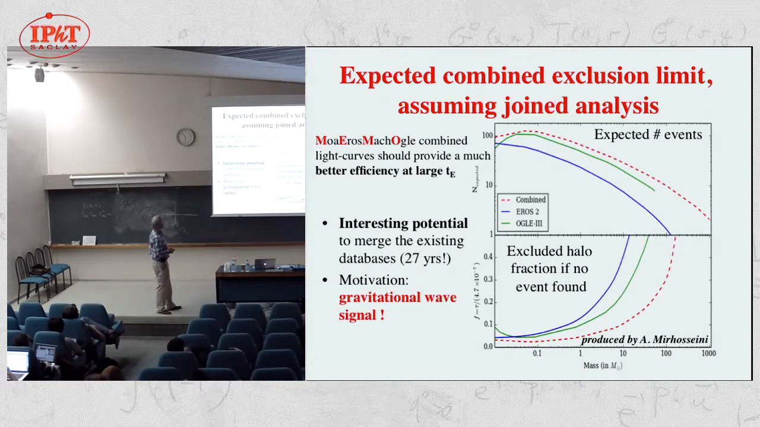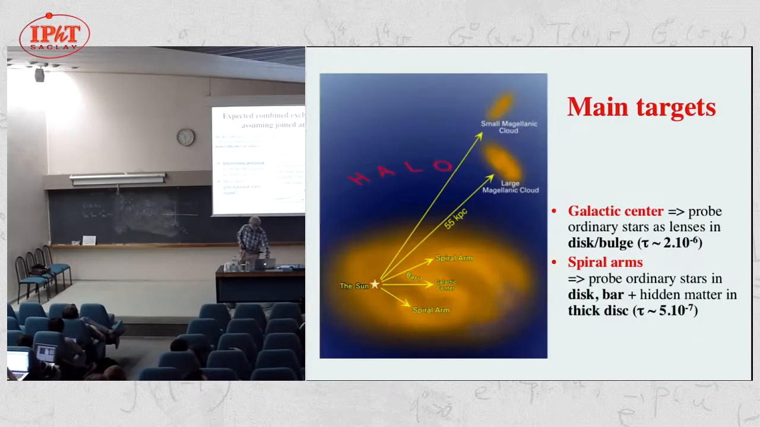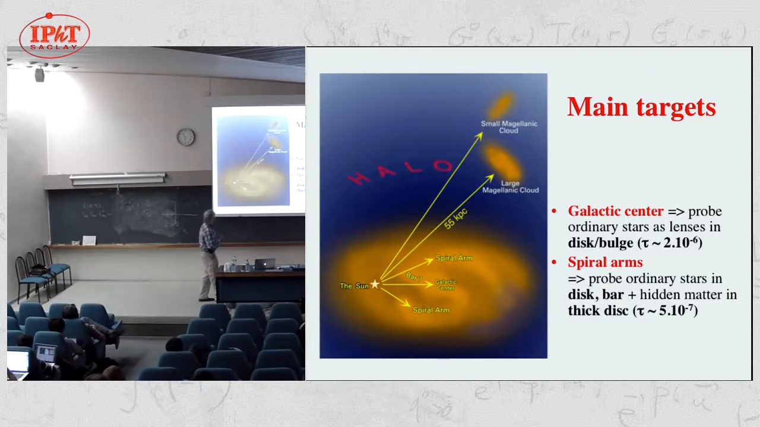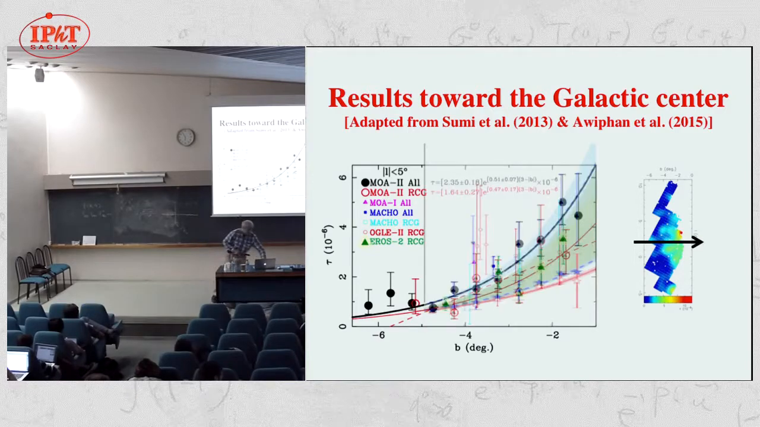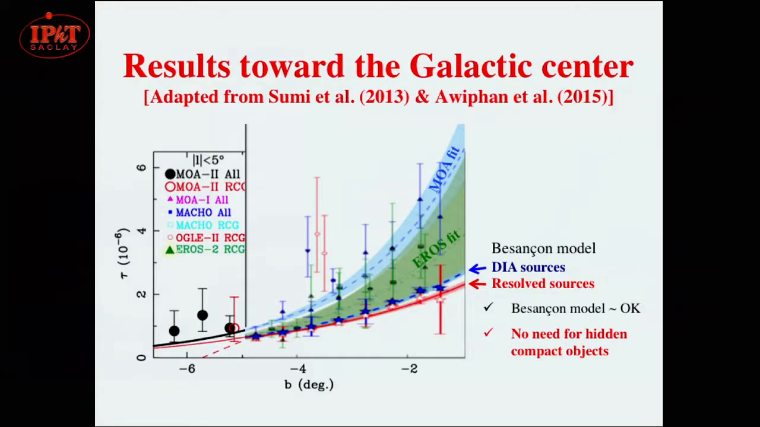So that's clearly the main motivation: the recent gravitational wave signal. And so maybe the question is whether the dark matter is just behind the corner, just behind what has already been published by the microlensing surveys. Okay, very briefly, as a conclusion, I just show you the other directions toward the galactic center and spiral arms. This is the optical depth as a function of the galactic latitude, and these are the various surveys, which are compared with a few models.